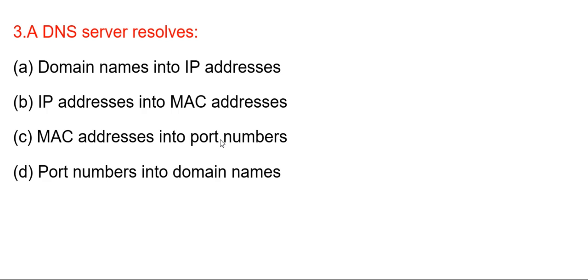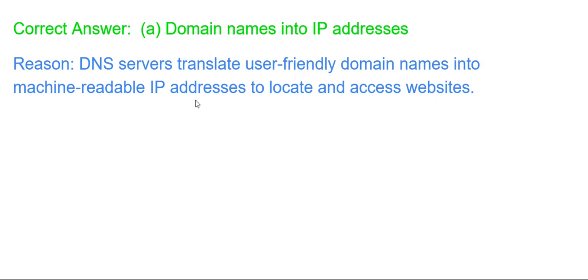Third question. A DNS server resolves A. Domain name into the IP address, B. IP address into the MAC addresses, C. MAC addresses into the port numbers, D. Port numbers into the domain names. Pause the video and try the answer. Correct answer is A, domain names into the IP addresses. Reason: a DNS (domain name system) server translates the user-friendly domain names into machine-readable IP addresses to locate and access websites. As we can't remember the IP addresses, the DNS server is doing all this.